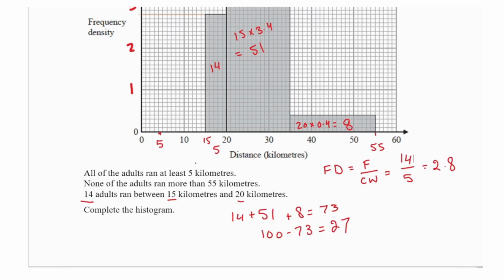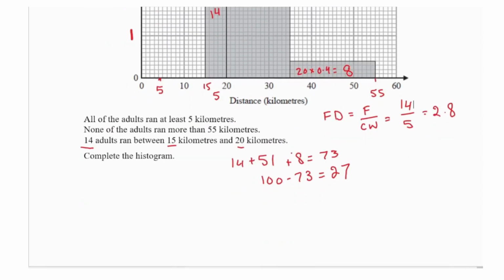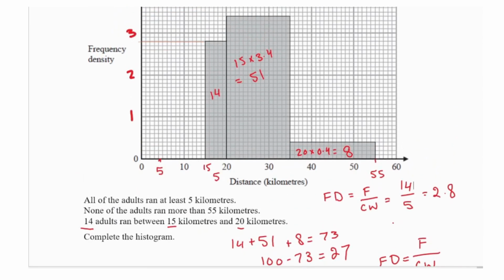It means for this one between 5 to 15, the frequency is 27. So there are 27 people over there. So we know the frequency, we need to find out the frequency density now. The frequency density formula is the same, frequency divided by class width. We know that there are 27 people in the first group, and the class width must be between 5 and 15, so that would be 10. So frequency density is 2.7. So we're going to draw a bar from here to there, 2.7.